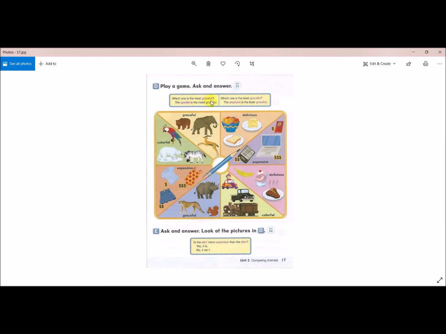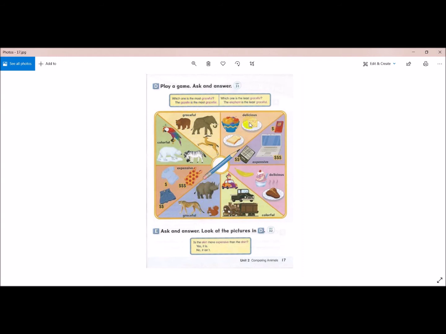The same formula here. Which one is the most graceful? The same question. Can you look at this? Which one is the most graceful? Yeah, great. The cheetah is the most graceful.